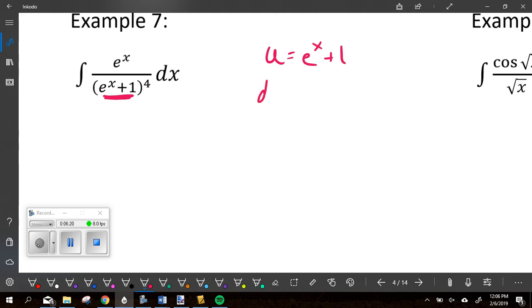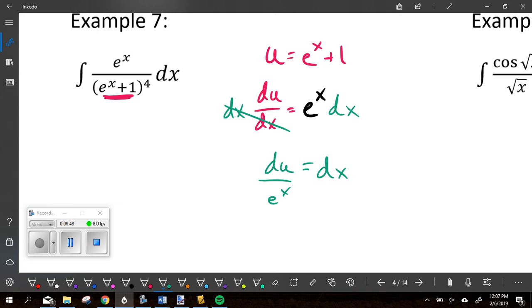e to the x plus 1. We're going to find du over dx. So, Nick, what's the derivative of e to the x plus 1 going to get me? e to the x. The derivative of e is e. The derivative of 1 goes away. He wants to solve for dx. So he's multiplying both sides by dx. That cancels. He wants to get rid of the e to the x, so he's going to divide by it.